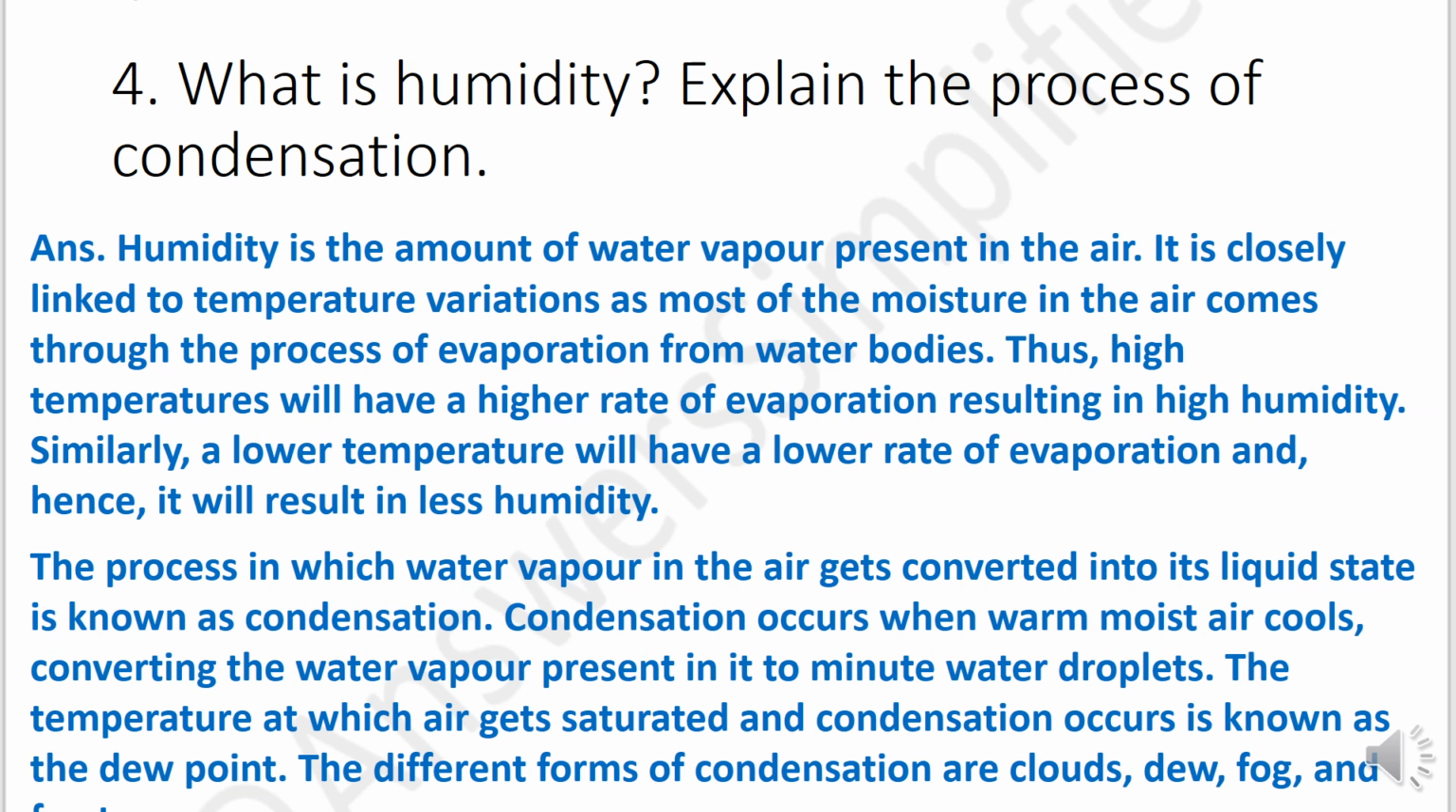The process in which water vapor in the air gets converted into its liquid state is known as condensation. Condensation occurs when warm, moist air cools, converting the water vapor present in it to minute water droplets. The temperature at which the air gets saturated and condensation occurs is known as the dew point. The different forms of condensation are clouds, dew, fog.